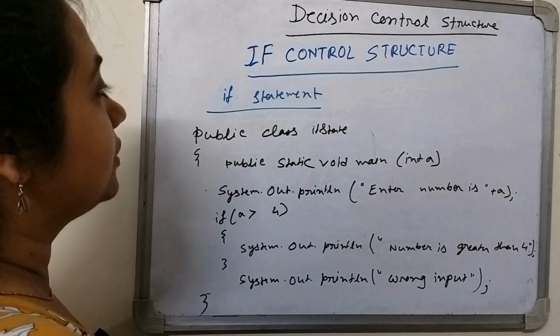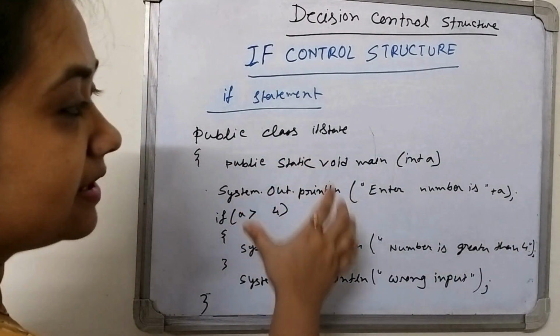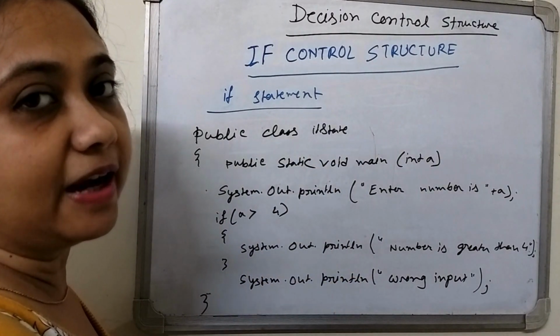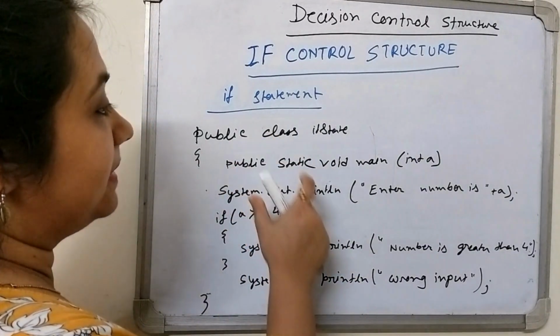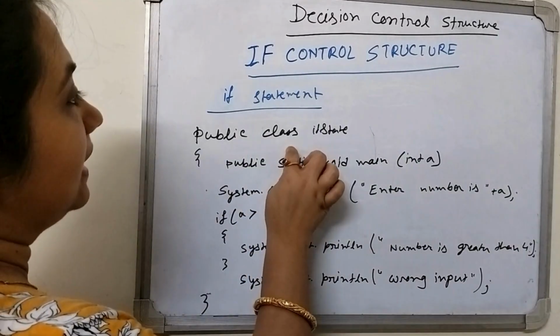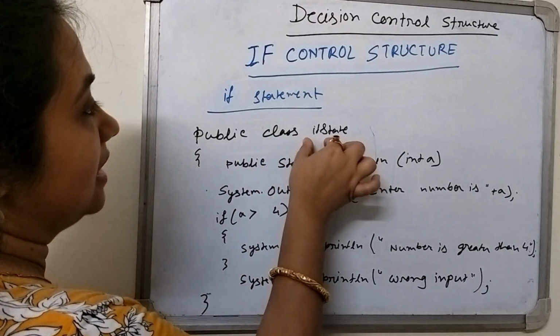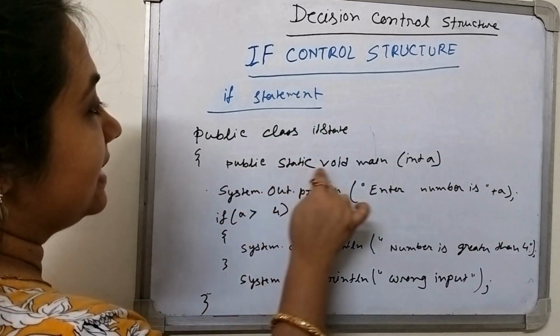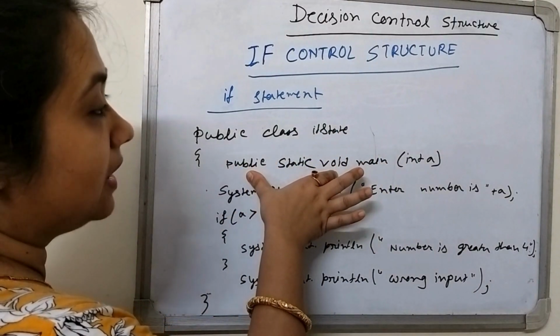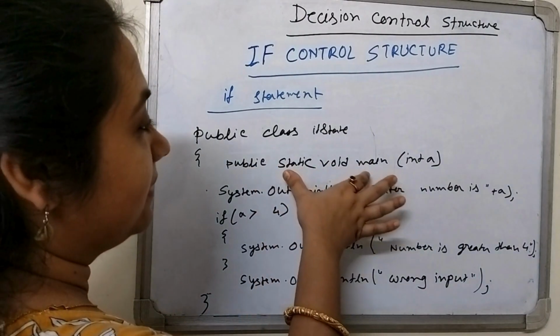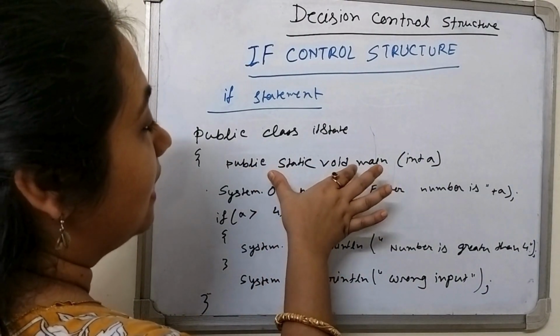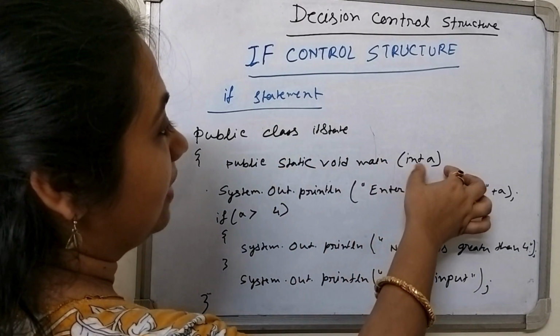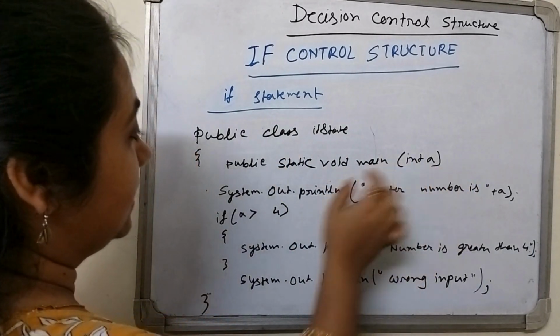Now we come to the if control structure under the if statement. As the syllabus is according to Java, we explain the program in Java. Public class, we have declared a class numIf state. Now public static void main, we do not need to explain it because I explained it in the previous class. Integer a, we are passing a parameter of integer a.